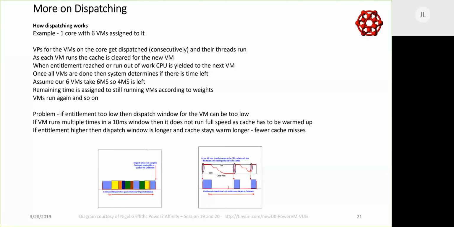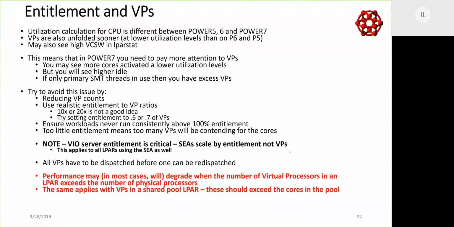If you know that you're getting a lot of those, then what you're going to want to do is increase your entitlement so that your dispatch window is a little bit longer for that particular virtual machine, so that we consolidate these 3 into one long dispatch window where we're not forever having to reload the cache. And that's kind of what I'm talking about here with entitlement MVPs.